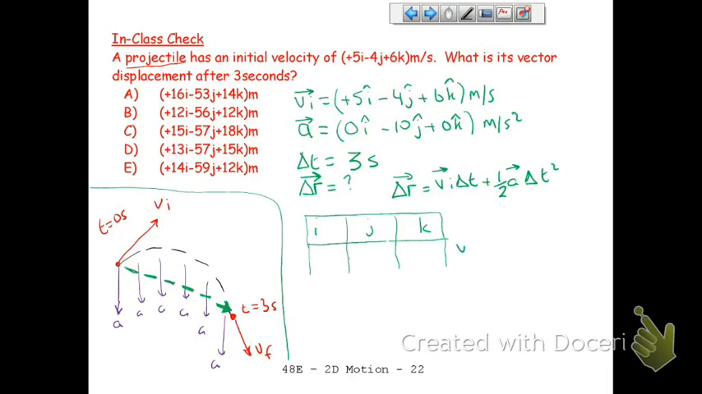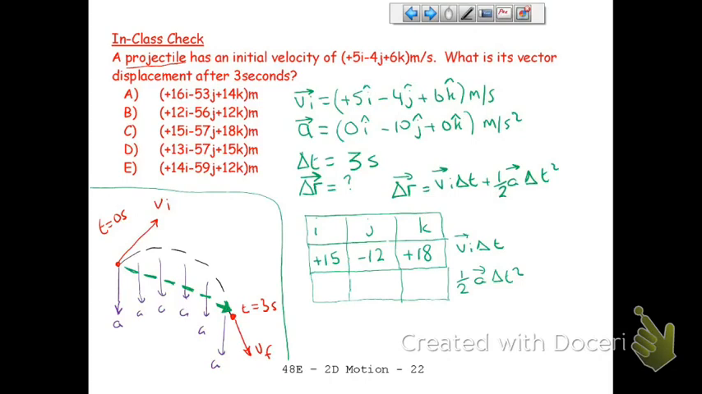And I know my first term is vi delta t. So my delta t is 3, and my vi is up here. I can multiply these guys out. 3 times 5 is 15. And then 3 times minus 4 is minus 12. And then 3 times 6 is 18. That's that first step done. And then I want to add on this second step. The second step is a little bit more challenging to do in my head, but I think I can do it. 1/2 times a times delta t squared.